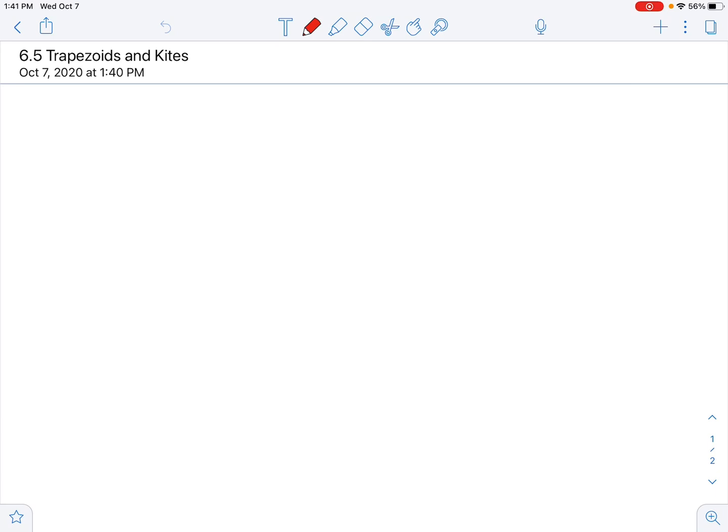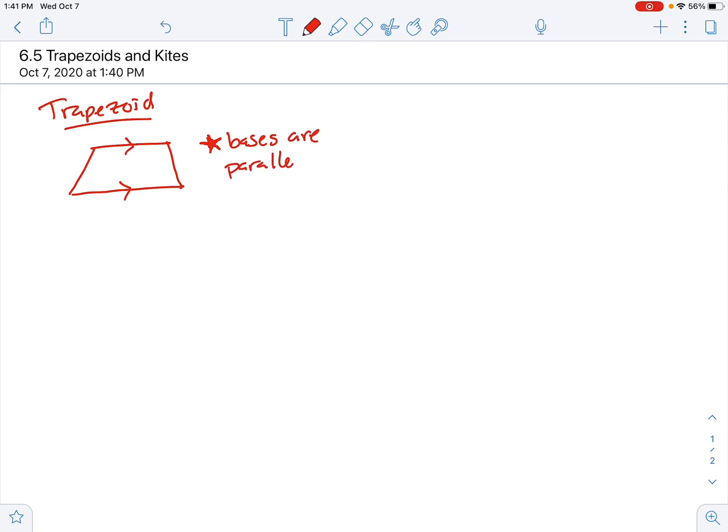So what is a trapezoid? A trapezoid, it's still a quadrilateral, but it has bases and legs. Now in a trapezoid, your bases are going to be parallel. Okay, bases are parallel. And then your legs are what are connecting the bases. Here's a leg, here's the other leg, here's a base, here's a base. Okay, so that's a basic trapezoid.